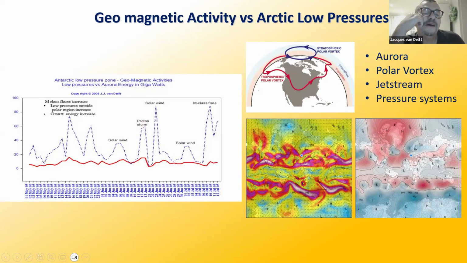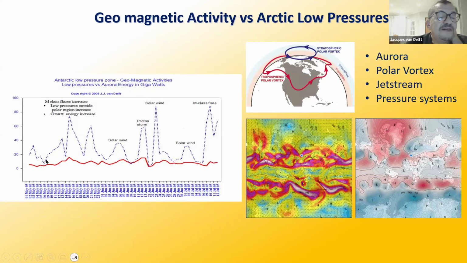Now, what I did in 2005, I took the geomagnetic activities and compared that with the development of the low pressure systems. This is what you see on this graph. If you look carefully at this blue line, this is the geomagnetic activities expressed in energies. And the red line is the development of the low pressure systems. And you can see there is some sort of a correlation between the two events.